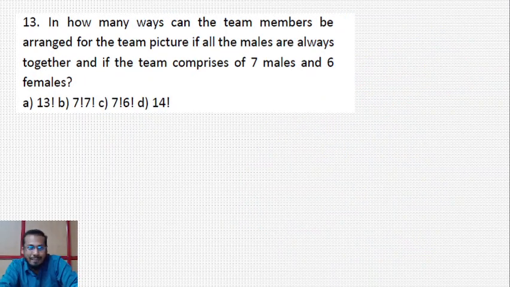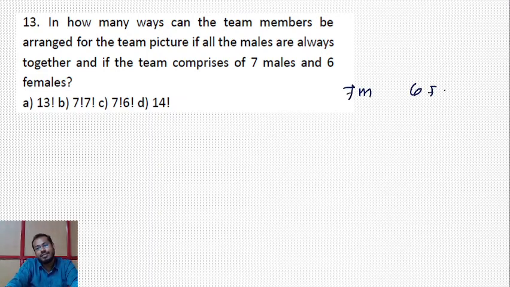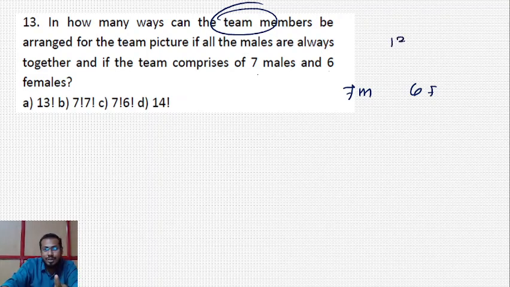Right. Next question. In how many ways can the team members be arranged for the team picture if all the males are always together and if the team comprises 7 males and 6 females? Look at this, 7 males and 6 females are there, and they want to create a team. It doesn't say how many members they want in the team, so 7 plus 6 is 13. So 13 members make a team.